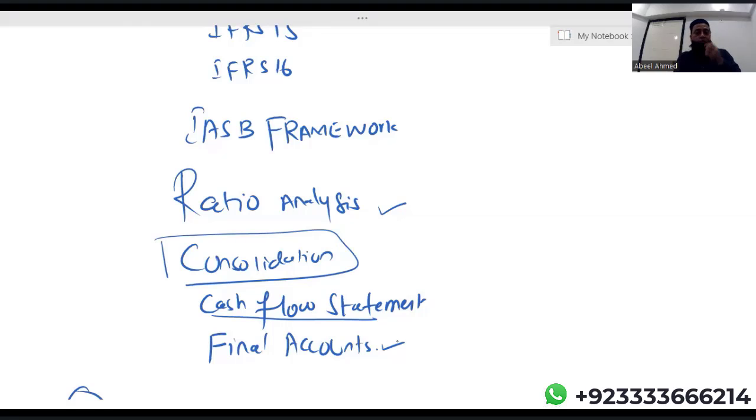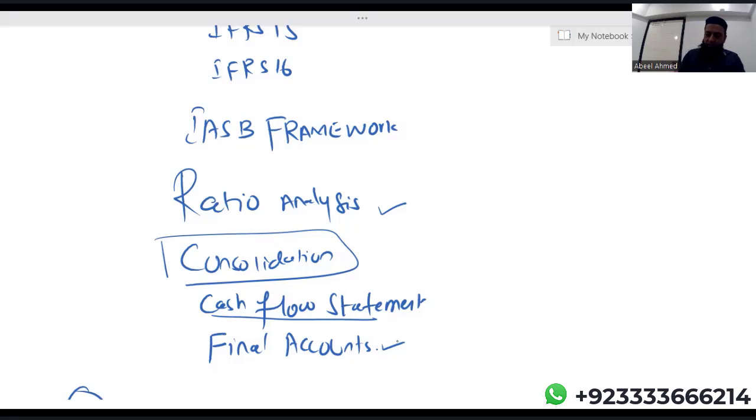Now, final accounts. In order to attempt the final account question, all your IASs and IFRSs should be very good. Because most of the time in final accounts, the examiner is going to give you 8 to 10 adjustments, and normally each adjustment needs the knowledge of the relevant IAS or IFRS. So you will be able to perform really well in final accounts when you have a really good grip on all the IASs and IFRSs.